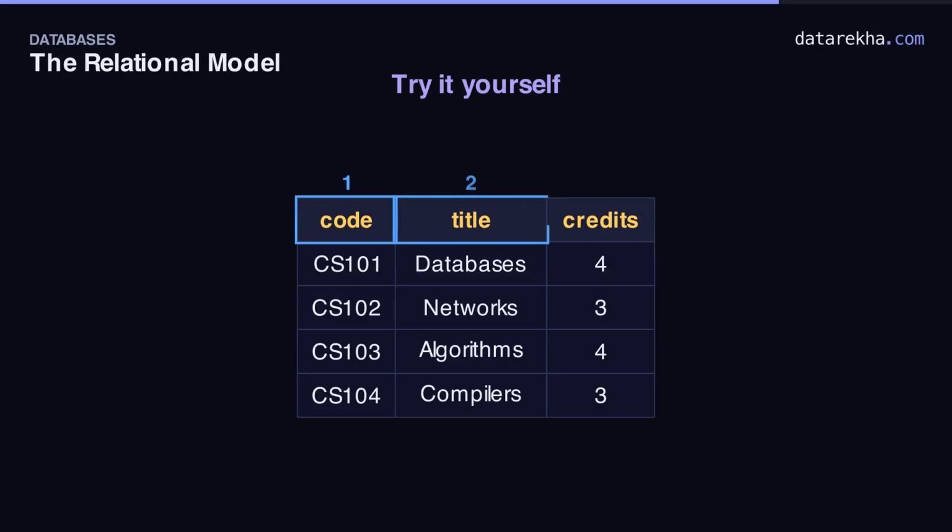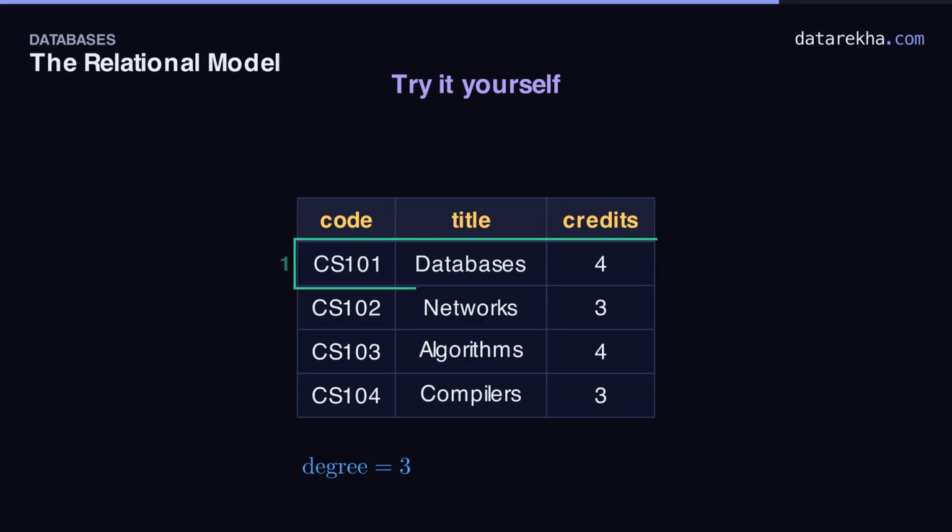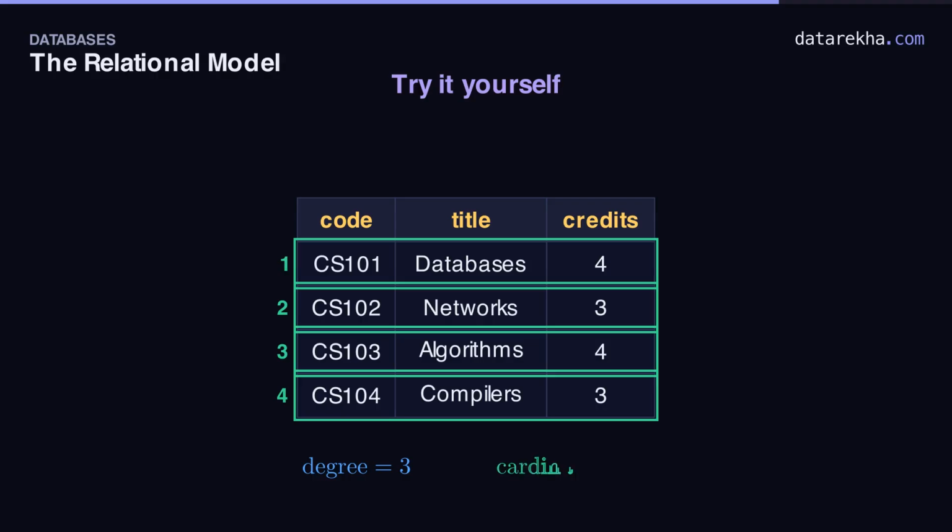Let's check. Degree is the number of columns. Code, title, credits. 1, 2, 3. So the degree is 3. Cardinality is the number of data rows. Databases, networks, algorithms, compilers. 1, 2, 3, 4. The cardinality is 4. If you got degree 3 and cardinality 4, and you didn't swap them, you have understood this lesson.